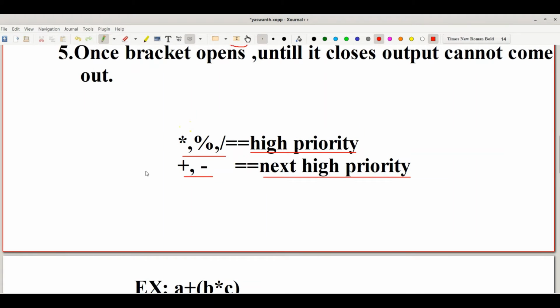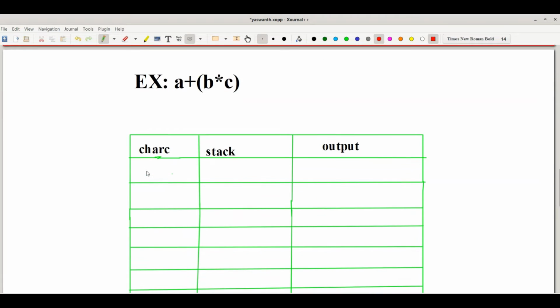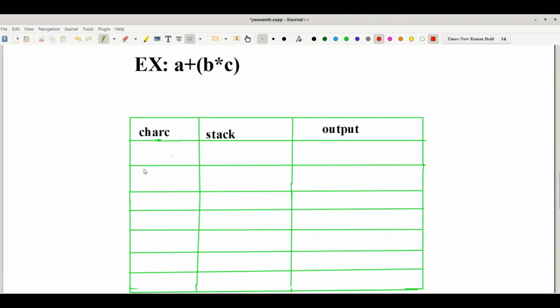Now we will see one example of infix to postfix expression. The example is A plus B into C, which is an infix notation. We have to convert it to postfix notation. I have drawn here a table with the columns character, stack and output.